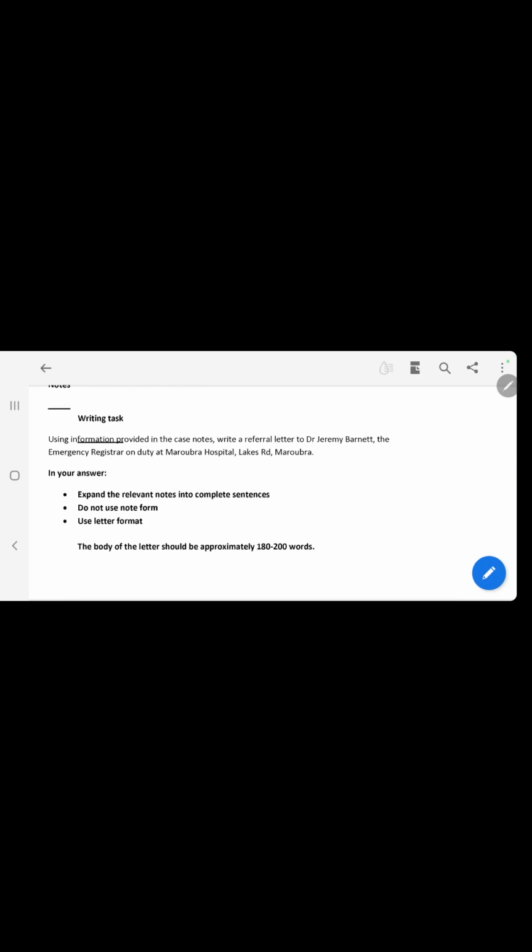Whenever we have to write, we'll go first to the writing task. Read this writing task carefully, and you need to see to whom we are writing this letter. So in this case, the recipient is the emergency registrar. So put yourself in the shoes of the emergency registrar, like we are writing this letter to the emergency registrar now.